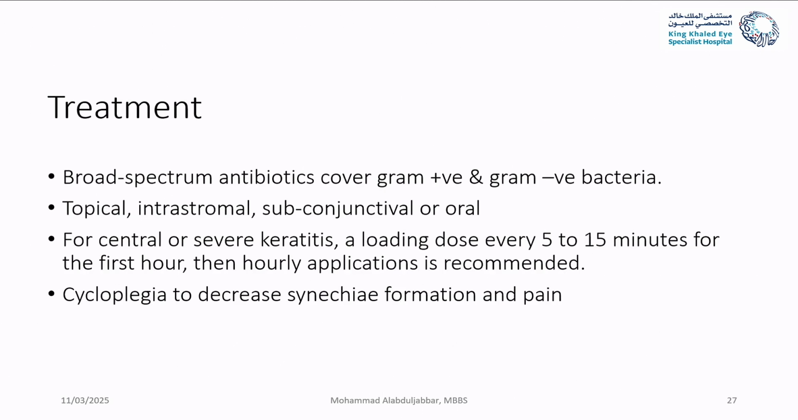So the treatment. Now we reached the last talk. How would you treat? We always start with a broad spectrum antibiotic covering gram-positive and gram-negative bacteria. Usually we start topical. Sometimes we need another form. In some cases that are not responding, deep, or very aggressive, we use intrastromal or subconjunctival antibiotic. And in cases of endophthalmitis or near the limbus or limbal involvement, we also use oral antibiotic.